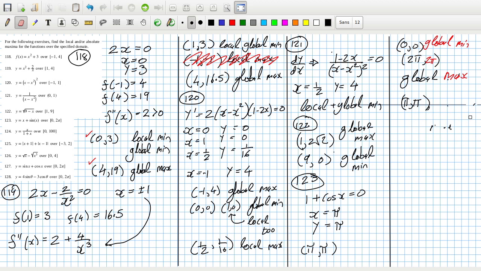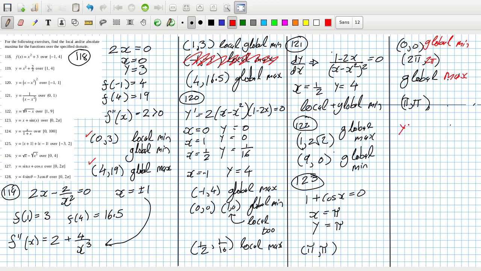I have to figure out if that's local or minimum. Let's think about what's happening. Slightly to the left of pi, this is decreasing, and slightly to the right, it's decreasing. Could be a saddle point, possibly. Could be a rising saddle point. Let's check it out, figure it out.